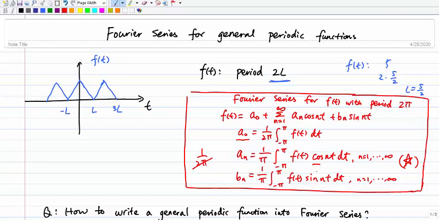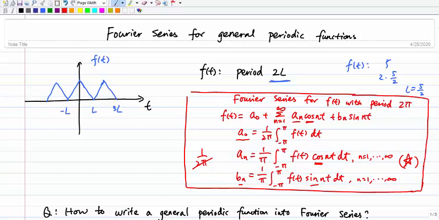The difference between the sine and cosine is as I mentioned in the previous video. Your an appears with the term cosine nt, so here you also have cosine nt, and bn is the parameter for the sine nt term in the original Fourier series representation, so here we also have sine. They are consistent. This holds true for any n starting from 1 to infinity. So that's the Fourier series for a periodic function with period 2 pi.